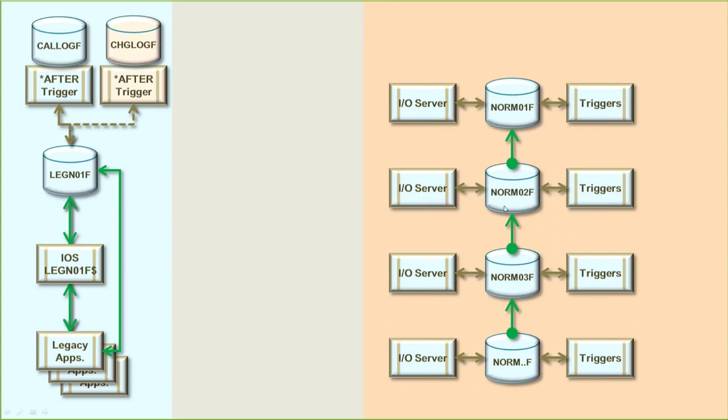But now you ask yourself, have I got it right? Have I got the normalization correct? Do my validations do the right thing? Are my IO servers working properly? I need to test my normalized database. How do I do that? And here is where we go to the next step.